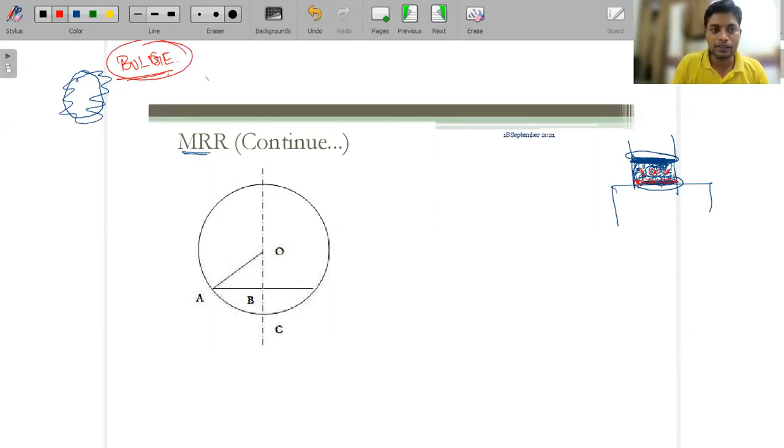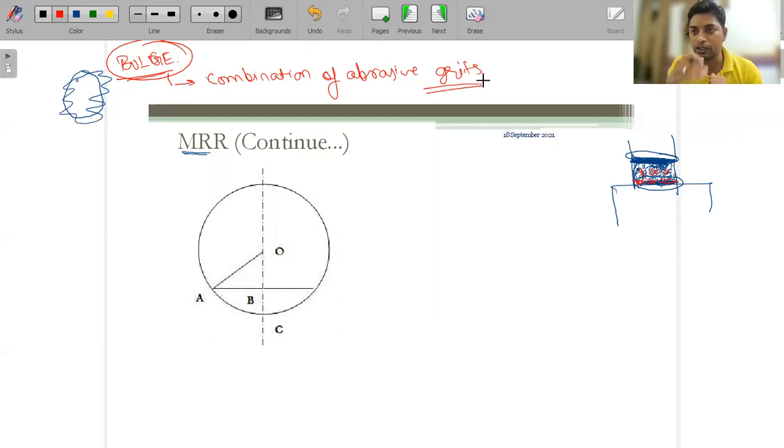Bulge is nothing but a combination of abrasive grits. Whatever the cross sectional area is, it could be 10, 20, 30, 40, any number is possible, and that is basically the number of grits. If I'm talking about the dimension, for example if this is a bulge, then it means it contains a number of abrasive grits inside. Please consider that one.